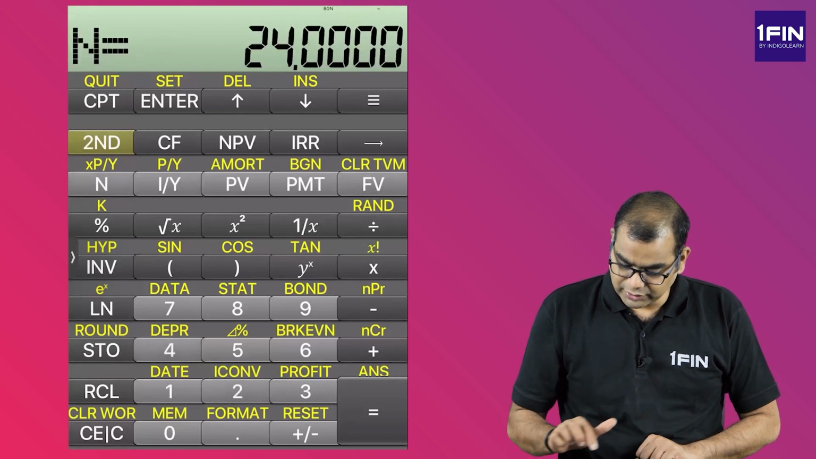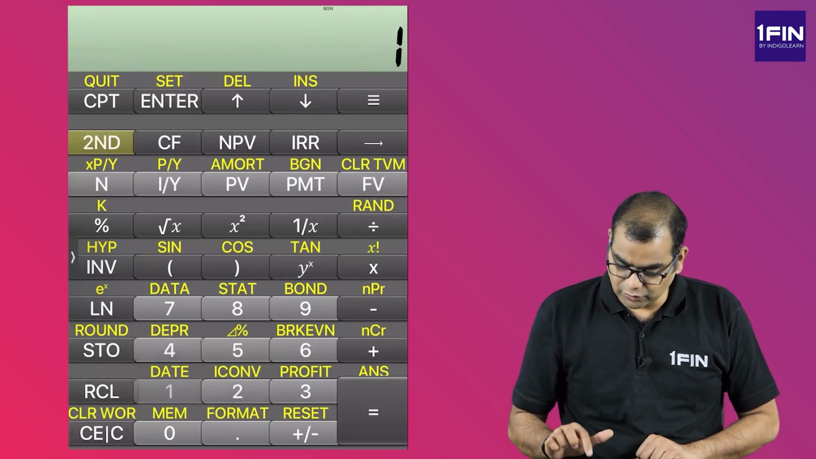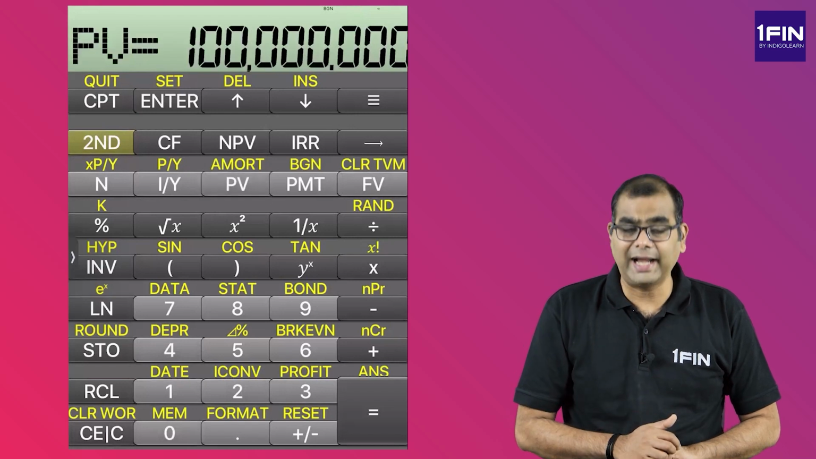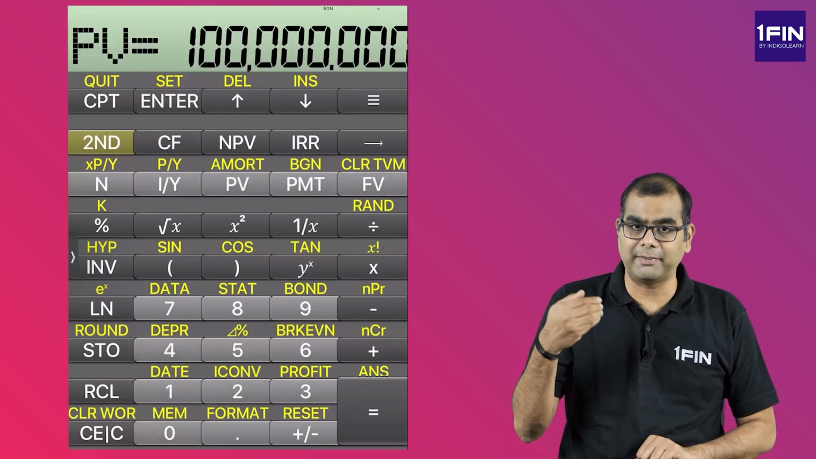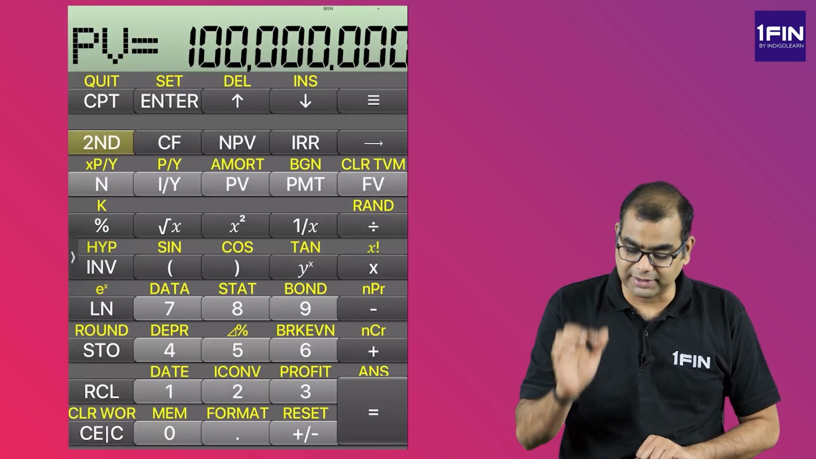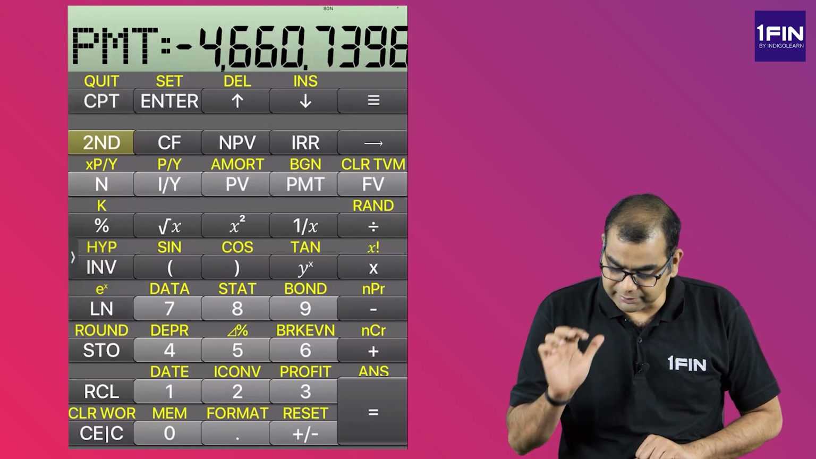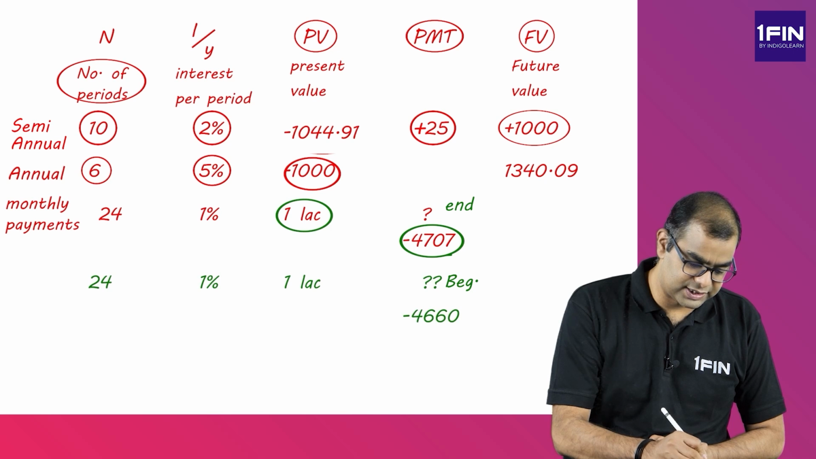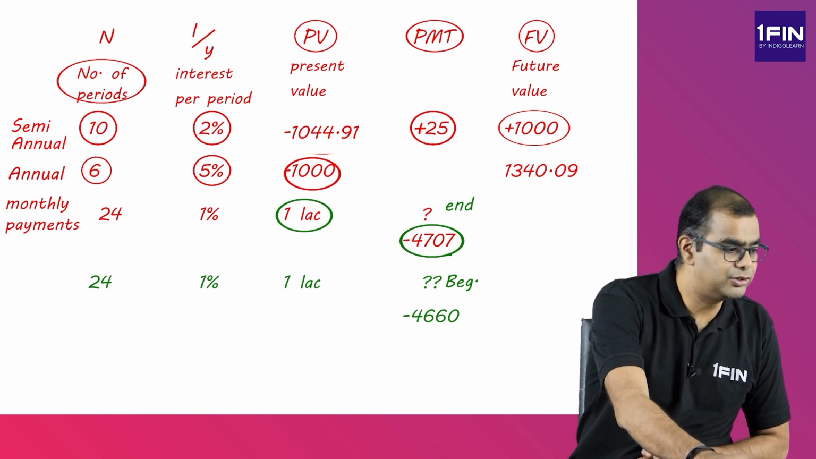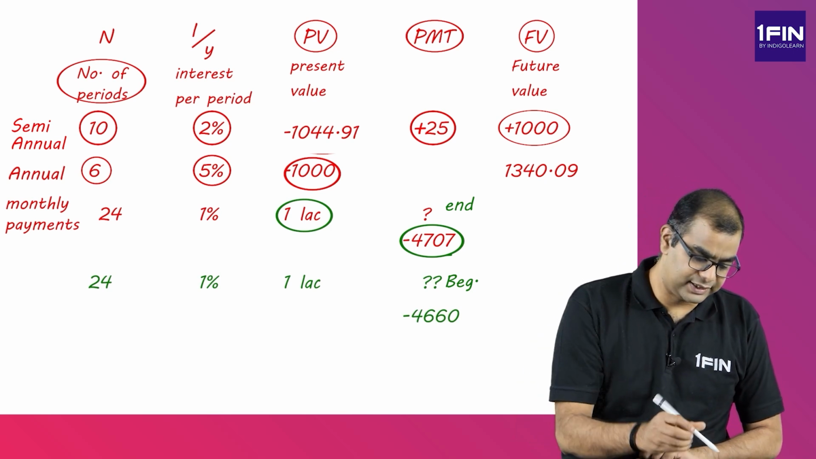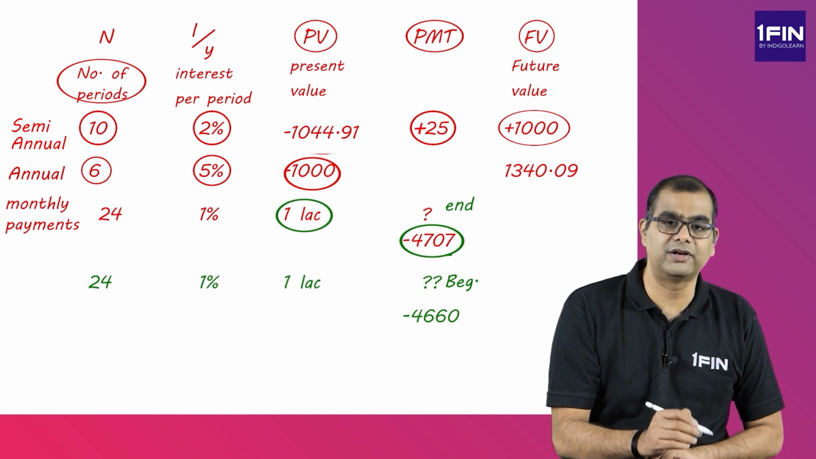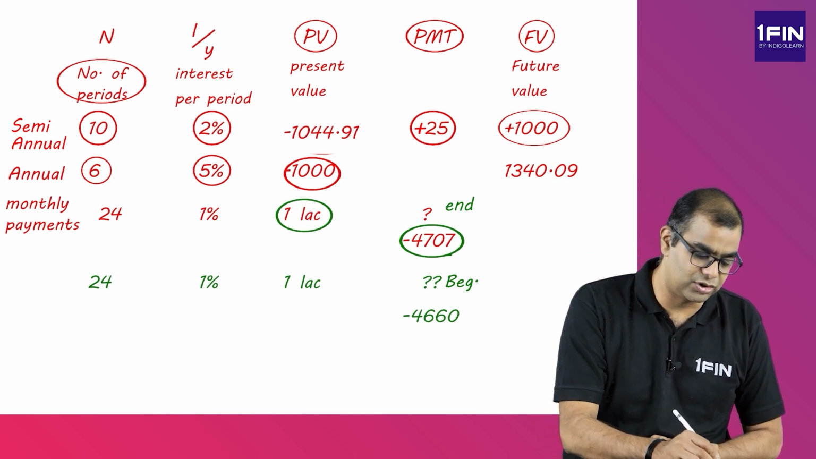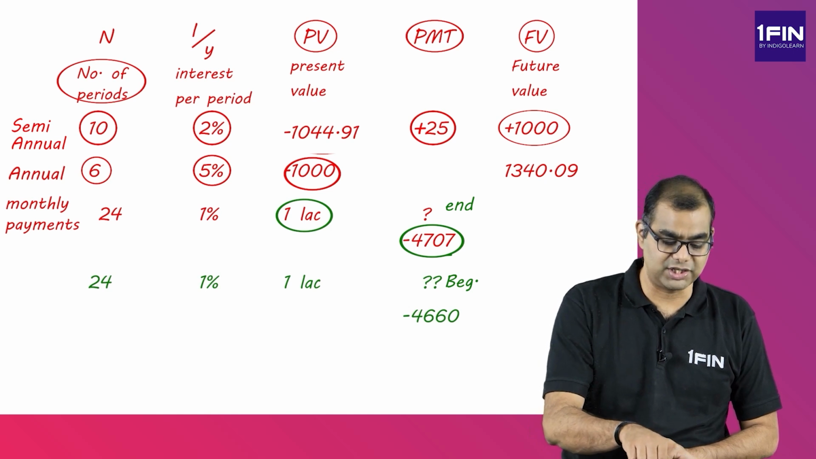24 is N, 1 is I/Y, 1 lakh is PV, and you are supposed to compute the EMI that is paid at the beginning of a month. So compute PMT. You get minus 4660. What was I telling you? I was telling you that if you are making the EMI payment at the beginning of the month, you are paying it in advance. So obviously your EMI will be lesser. So it is minus 4660 versus minus 4707.